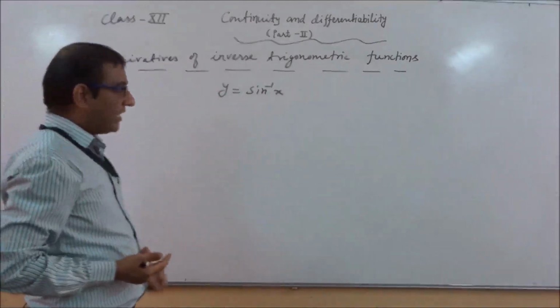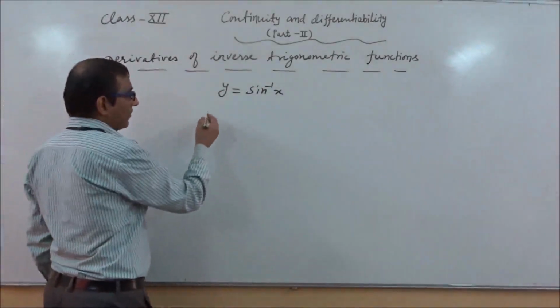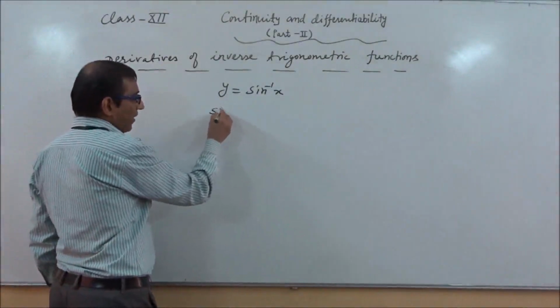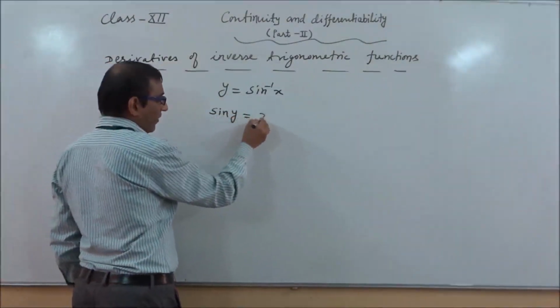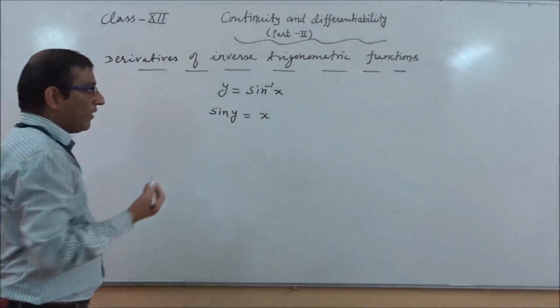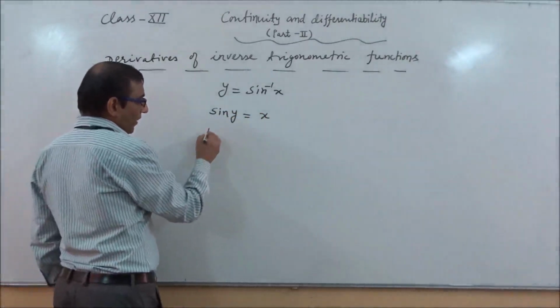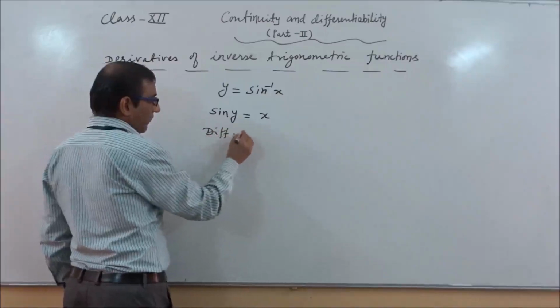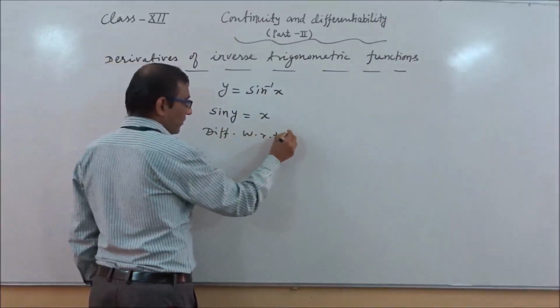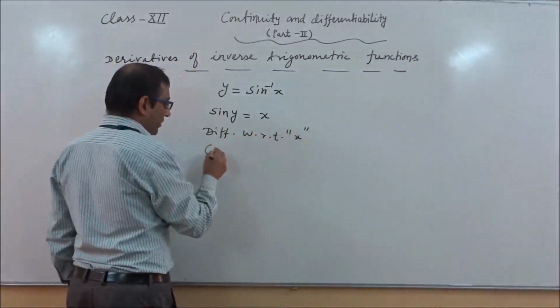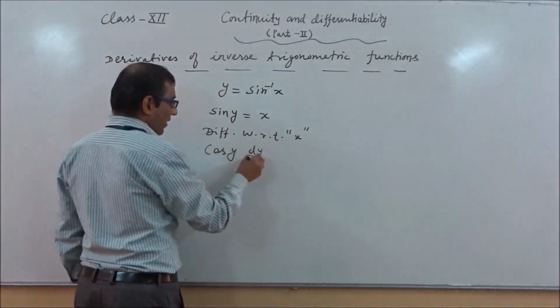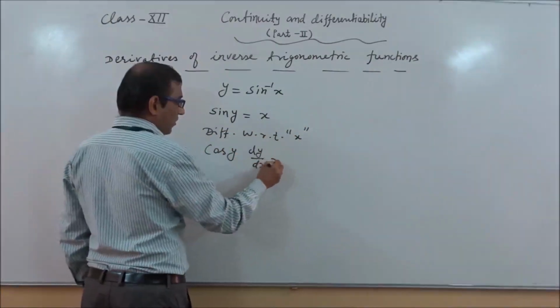I am taking one example here, y equals sin inverse x. So it can be written as sin y equals x. Now how can we calculate the derivative of this function? We will differentiate with respect to x, so that it becomes cos y dy by dx equals 1.